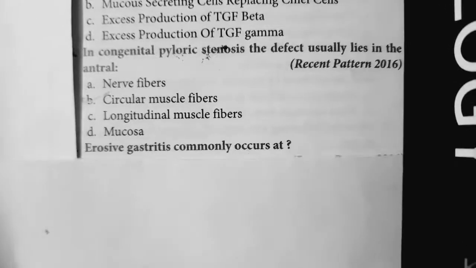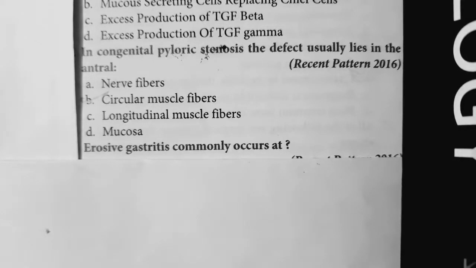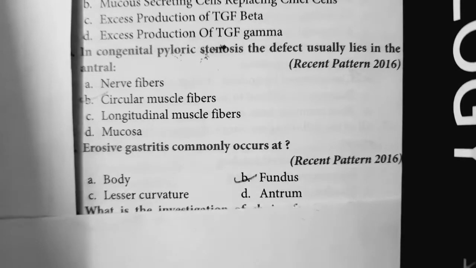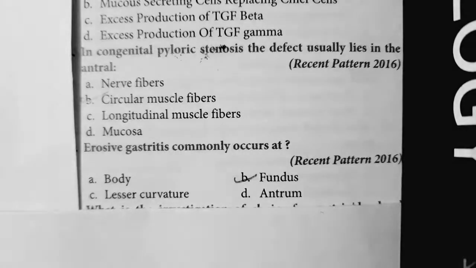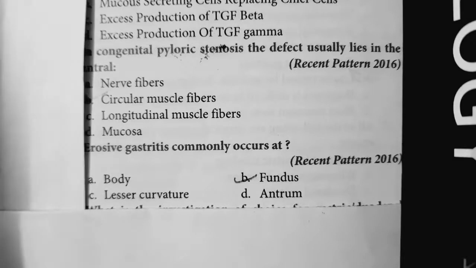Then question number 8. Erosive gastritis commonly occurs at the fundus of the stomach. Erosive gastritis commonly occurs at the fundus of the stomach, but stress gastritis commonly occurs at the body of the stomach.